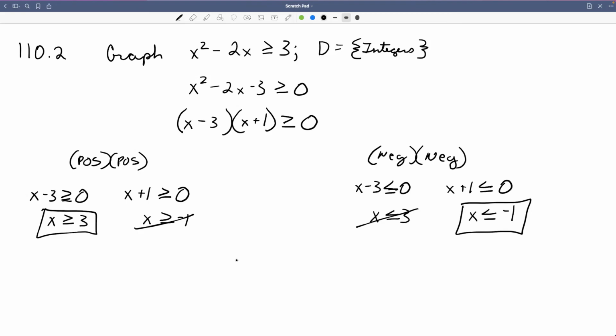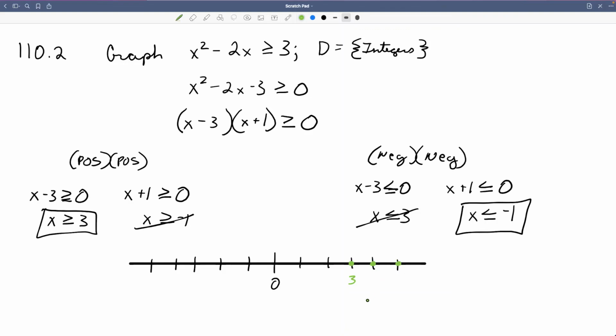So now we're going to graph that. And remember our domain. So 1, 2, 3, 4, 5. 1, 2, 3, 4, 5. So I have x is greater than or equal to a positive 3. It's in the domain of integers. Here's my 3. So because it's integers, I'm just going to make a dot on top of the integers that are equal to 3 and greater than 3.